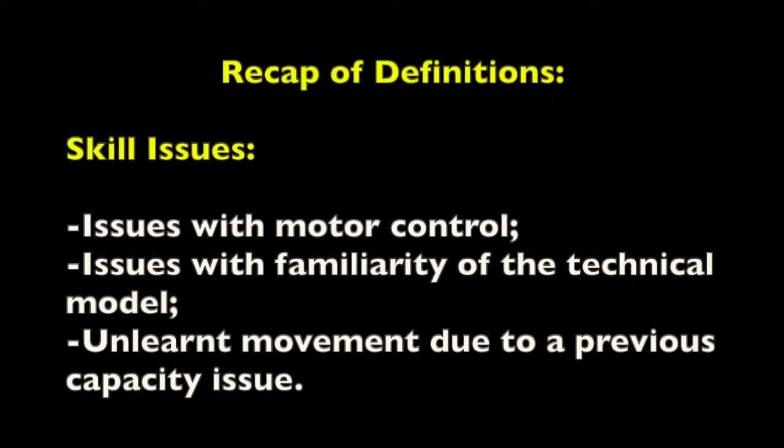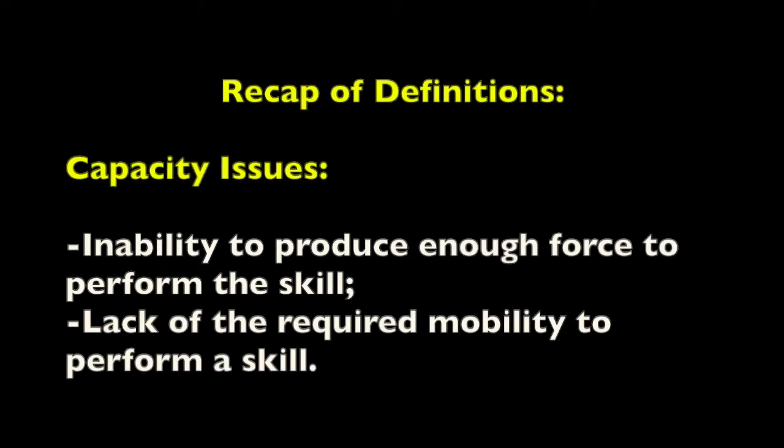So a skills issue is when an athlete has problems in a specific movement due to issues with motor control, unfamiliarity with the technical model, and/or does not learn the movement pattern properly due to a previous capacity issue. On the other hand, a capacity issue is present when an athlete does not possess the sufficient strength and/or mobility to perform a movement according to the technical model.